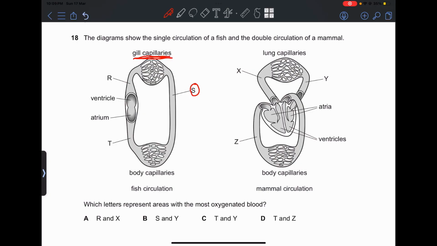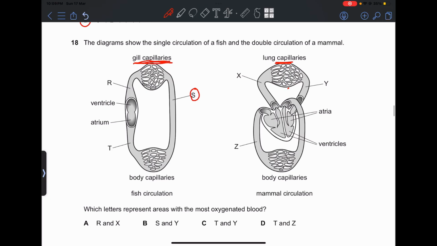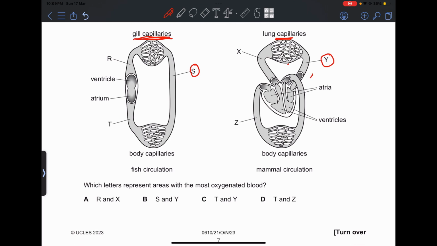Now for the mammal circulation, we have a heart over here. This is double circulation. So of course, as I said, the most oxygenated blood should come out directly from the lungs over here. So this is where the blood gets oxygenated. So Y should be also the most oxygenated blood, which is going to the atria over here, going back to the heart, so it can be pumped through the aorta, which will be distributed around the body. So our answer is going to be S and Y.